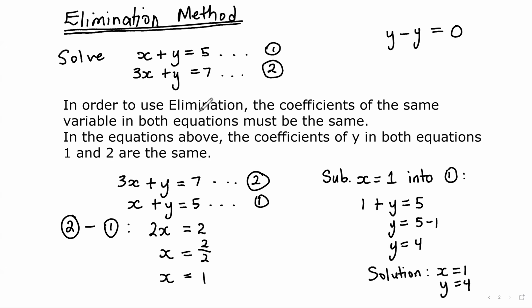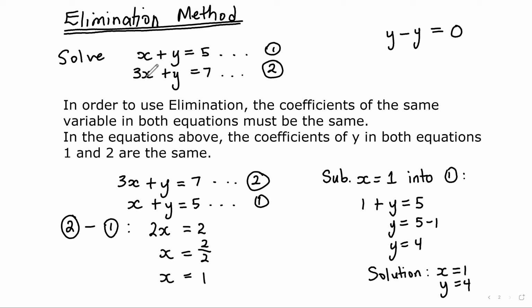In order to use elimination, the coefficients of the same variable in both equations must be the same. So at this point, we looked at the coefficients of x in both equations 1 and 2, and we also looked at the coefficients of y in equation 1 and 2. We saw that the coefficient of x in equation 1 is 1, and the coefficient of x in equation 2 is 3.